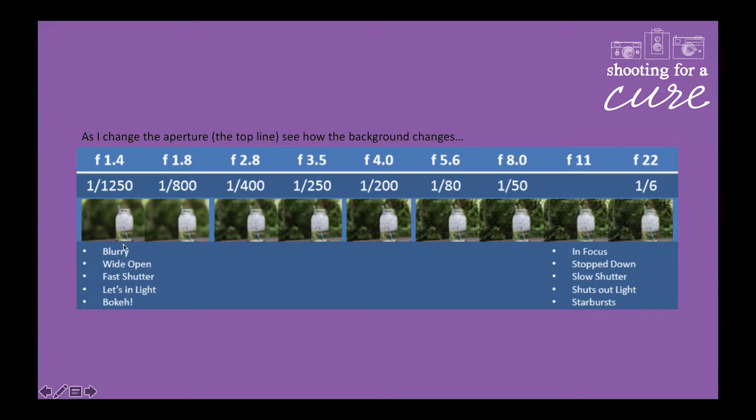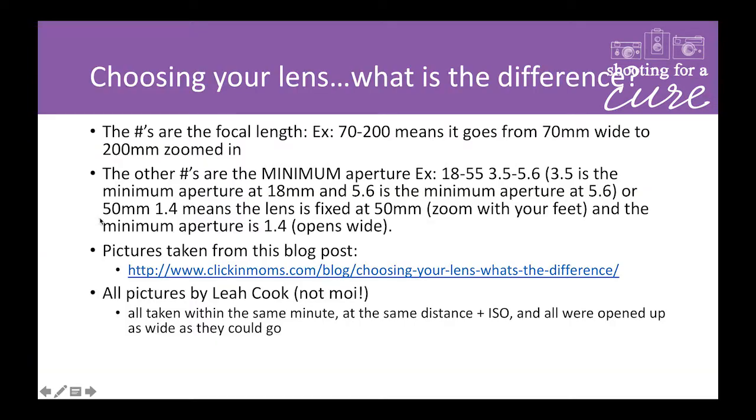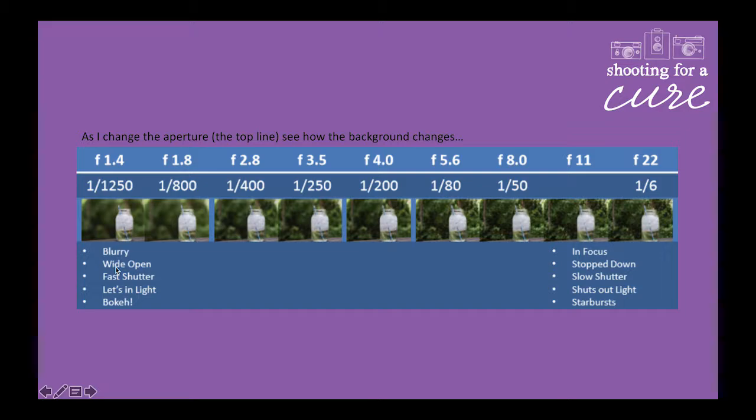So when we're on the really wide open side or the low number, we have a blurry background. We call this shooting wide open. We've got a very fast shutter speed because if you think about it, there's a lot of light coming through that lens, so we have to open and close the shutter very quickly or it'll wash it all out to white. So it lets in lots of light and it gives you really nice smooth bokeh.